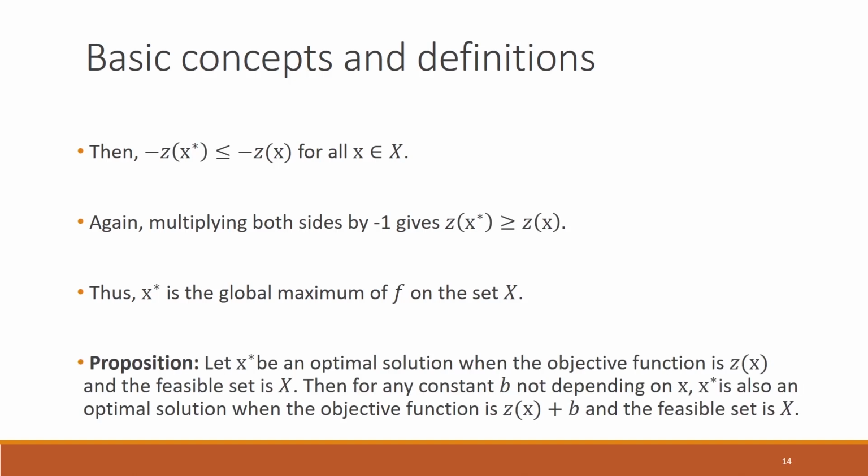Let us look at another useful proposition here. Let x star be an optimal solution when the objective function is z(x) and the feasible set is capital X. Then for any constant b not depending on x, x star is also an optimal solution when the objective function is z(x) plus b and the feasible set is capital X. So, this proposition is saying that if you add a constant to the objective function, then the optimal solution does not change. And why is this useful?